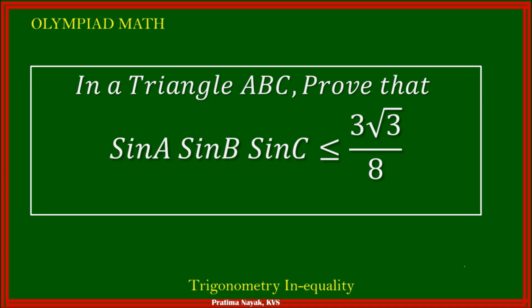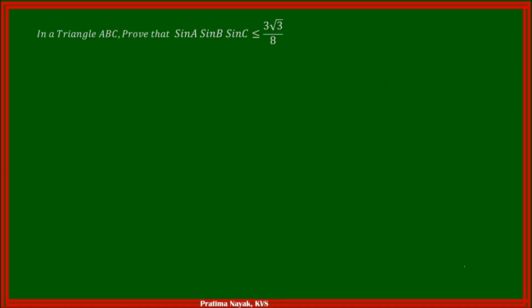So today's question is: in a triangle ABC, prove that sine A sine B sine C is less than or equal to 3 square root 3 over 8. We'll apply Jensen's inequality to prove it easily.